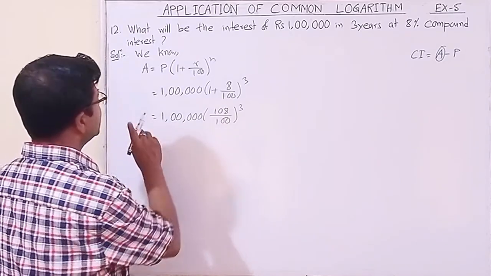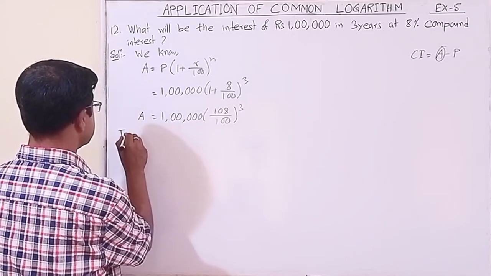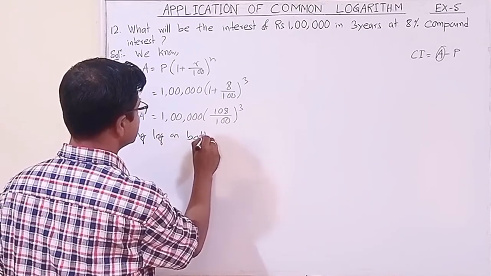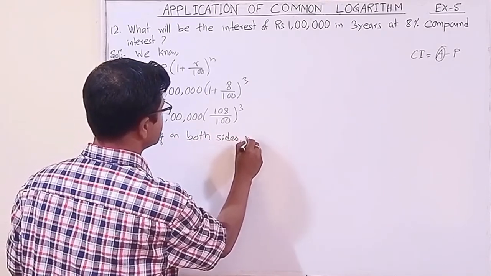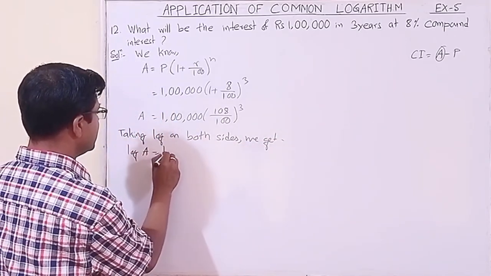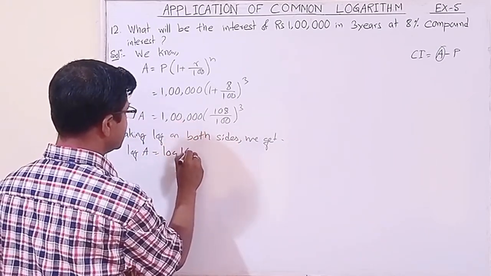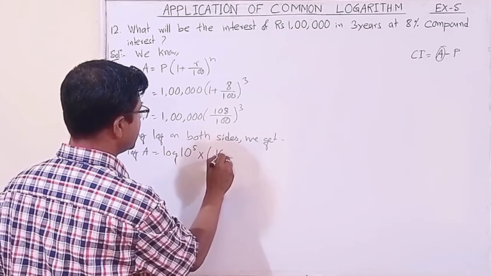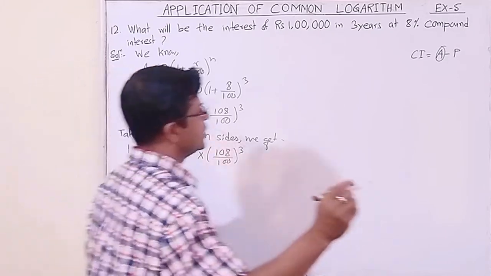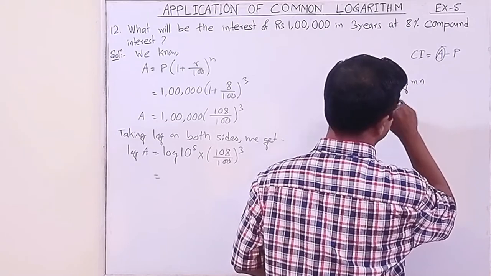Okay, so now A is equal to this. What we'll do, we'll take log on both the sides. Taking log on both sides, we get log of A is equal to log of 1 2 3 4 5, so this is 10 to the power 5 into 108 by 100 whole cube. Okay, because this is the last stage of this chapter as well as the exercise.